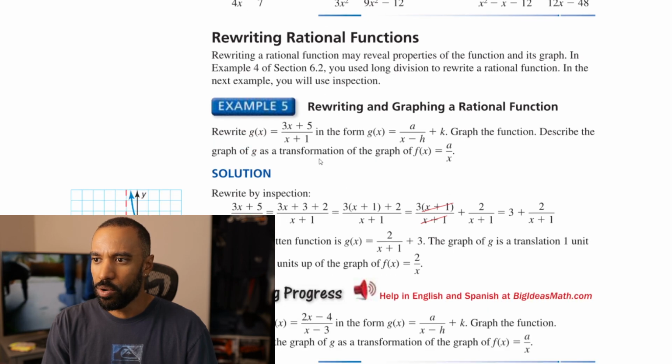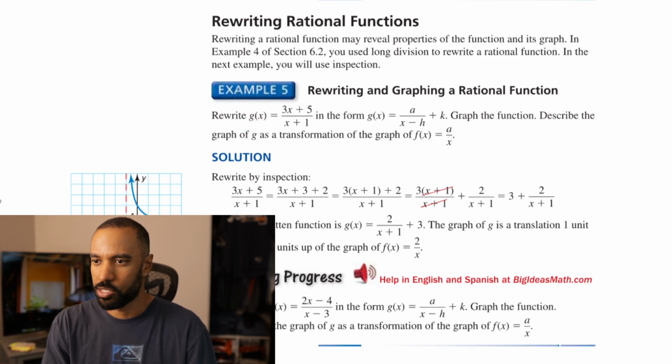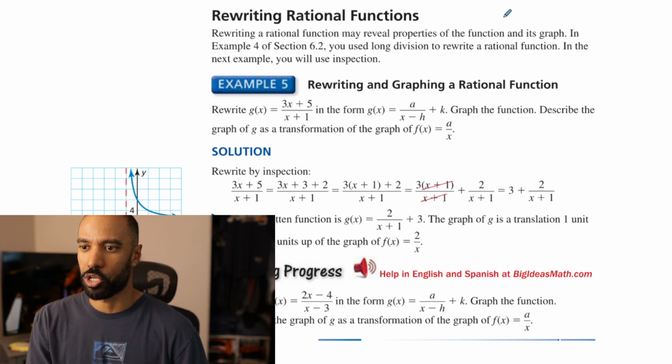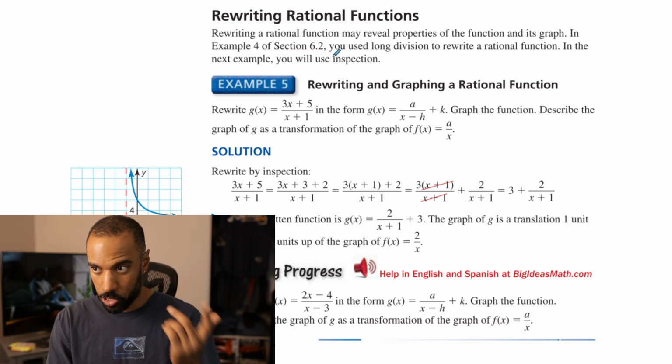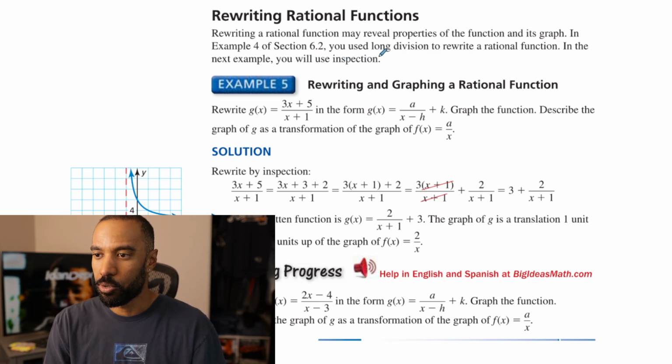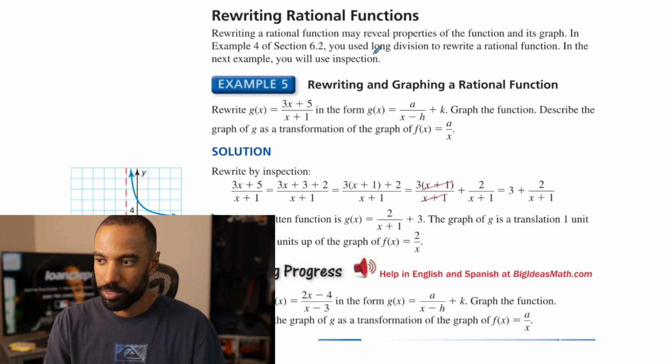Okay, rewriting rational functions. Now, I don't know what this is about yet. Rewriting a rational function may reveal properties of the function and its graph. In example 4 of section 6.2 we used long division. Yes, we did. Also synthetic division. In the next example, we will use inspection. Okay.